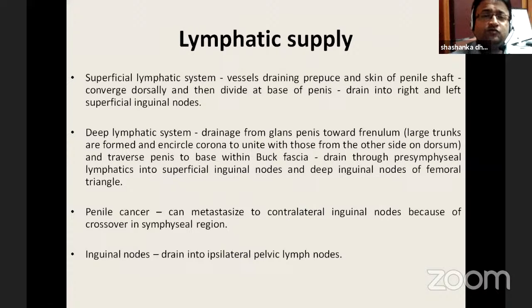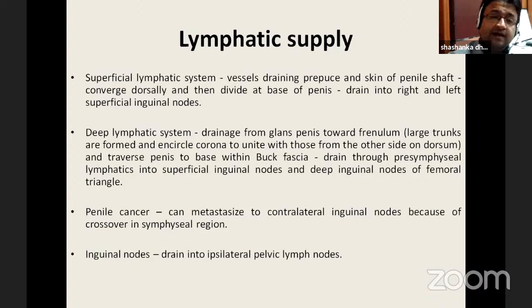Lymphatic supply, so superficial and deep lymphatic system. The superficial drains the prepuce and the skin of the shaft. It converges dorsally and then divides at the base of the penis. And it drains into the right and left superficial inguinal nodes. So this is very important. Malignancy involving the prepuce will usually lead to the enlargement of superficial inguinal lymph nodes.